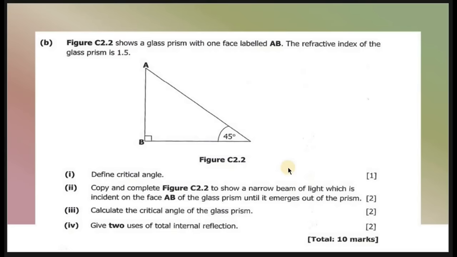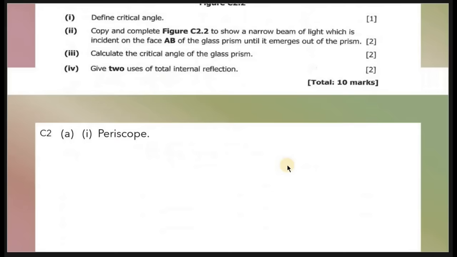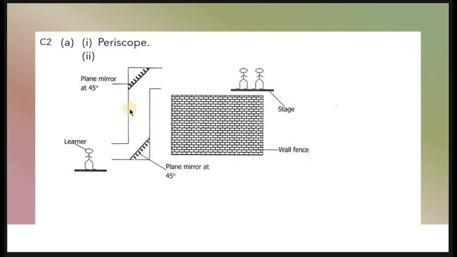Sorry, not here. We are copying this one. Copy and complete figure C2.1 by drawing a ray of light to show how the learner viewed the activity on a stage. So how did the learner view this activity? How were the rays moving? This is the one we are answering here. You copy this one, you bring it here. Then for the learner to see this, the rays were coming from like that. So these are the rays, that's how you draw them.